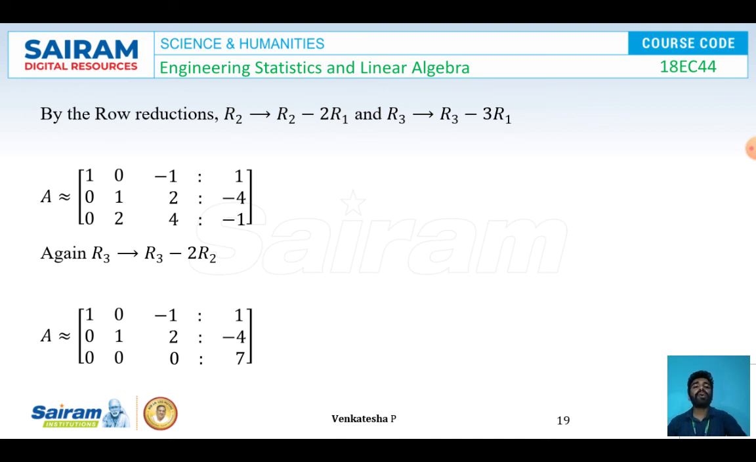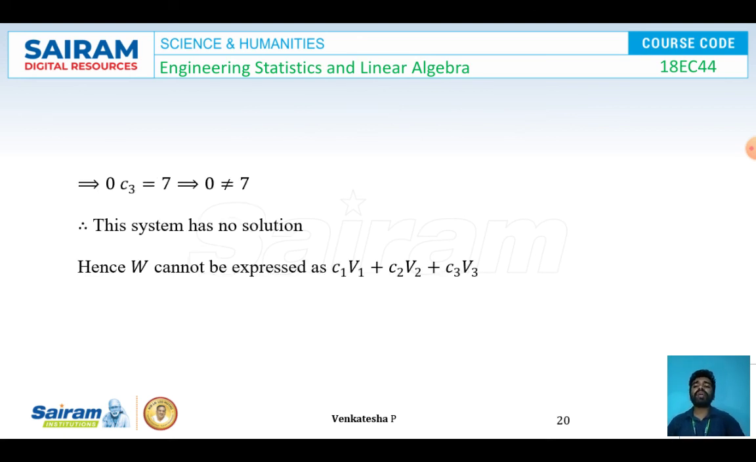So from the last row, I got the equation 0 · c3 = 7. It implies that 0 is not equal to 7. So hence I can tell that this system has no solutions. Hence w cannot be taken as a linear combination of c1 v1 + c2 v2 + c3 v3.